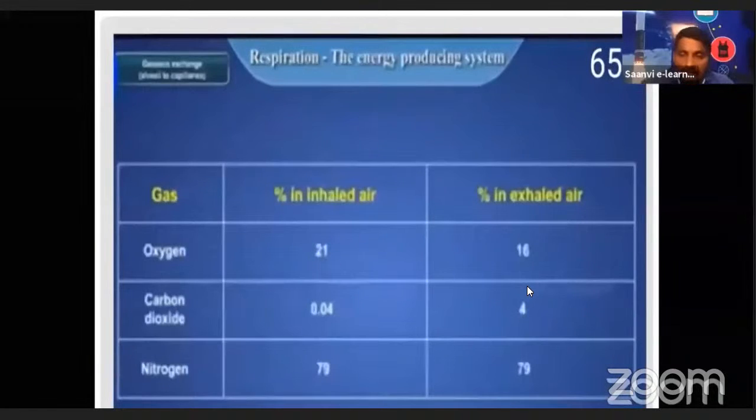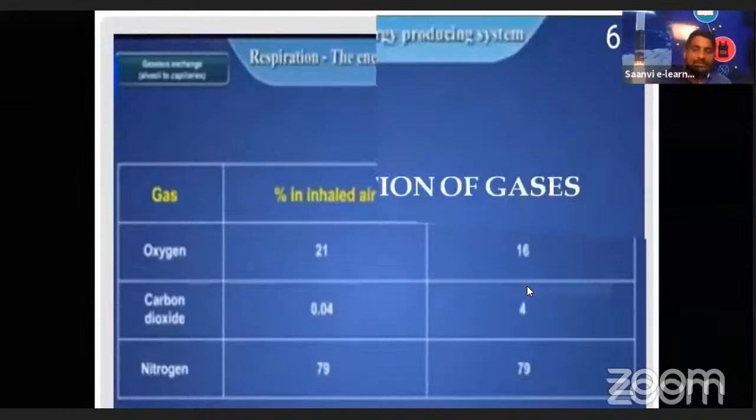So we have here one table, the percentage of inhaled air and the percentage of exhaled air, and what the composition is, you know that now. The percentage of components present in the inhaled air and exhaled air: oxygen is present, carbon dioxide is present, and nitrogen is present. We have learned the percentage of oxygen, carbon dioxide and nitrogen in inhaled air and in exhaled air.